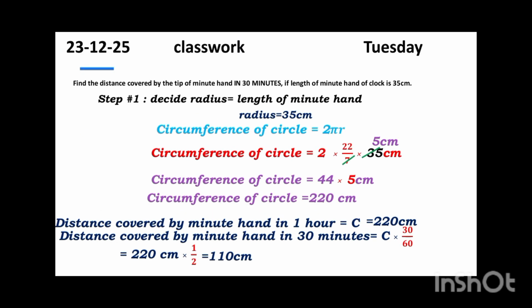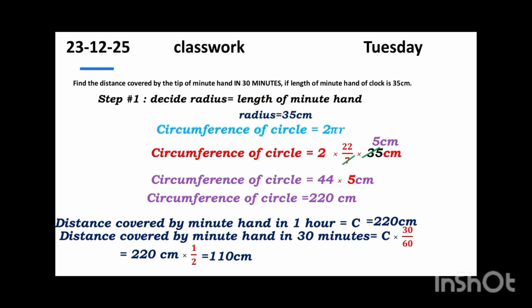Okay, now find the distance covered by the tip of minute hand in 30 minutes. The length of minute hand of clock is 35 centimeters. So step 1 is decide radius, that is 35 centimeters. Circumference of circle is equal to 2 multiplied by 22 over 7 multiplied by 35 centimeter. You have to do cutting. 44 multiplied by 5 centimeters. Circumference is 220 centimeter. Now the distance covered by minute hand in 30 minutes is equal to C multiplied by 30 divided by 60. That gives you 220 centimeter multiplied by 1/2, that equals 110 centimeter.